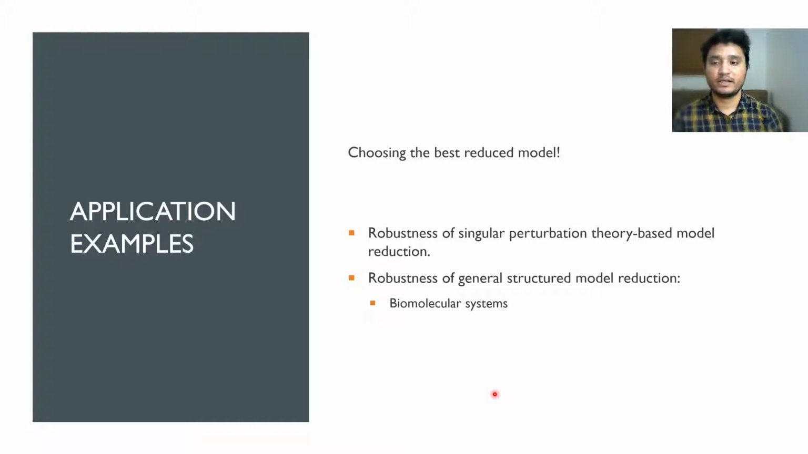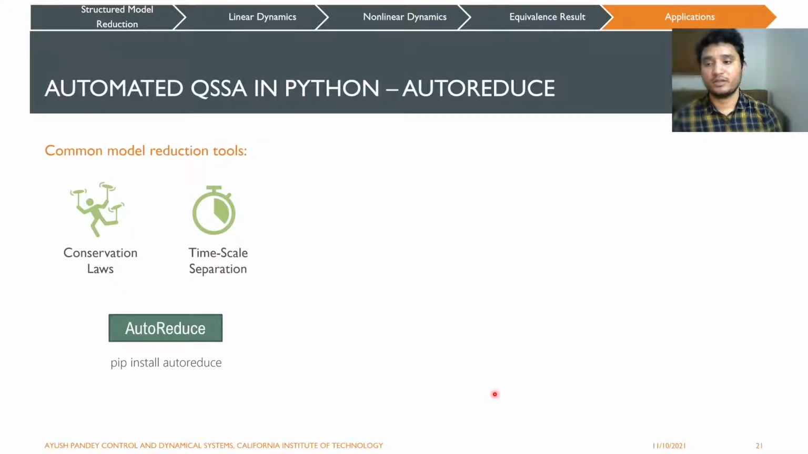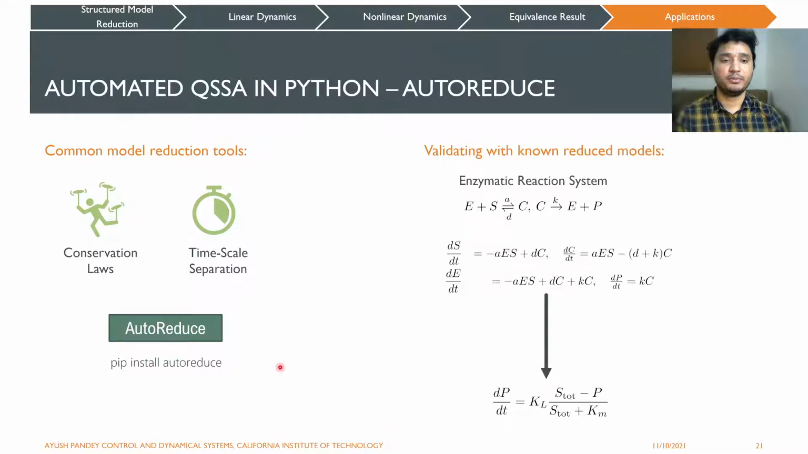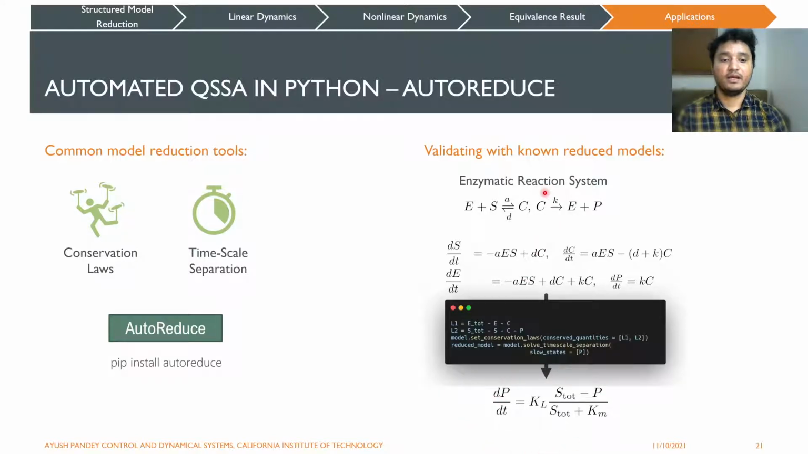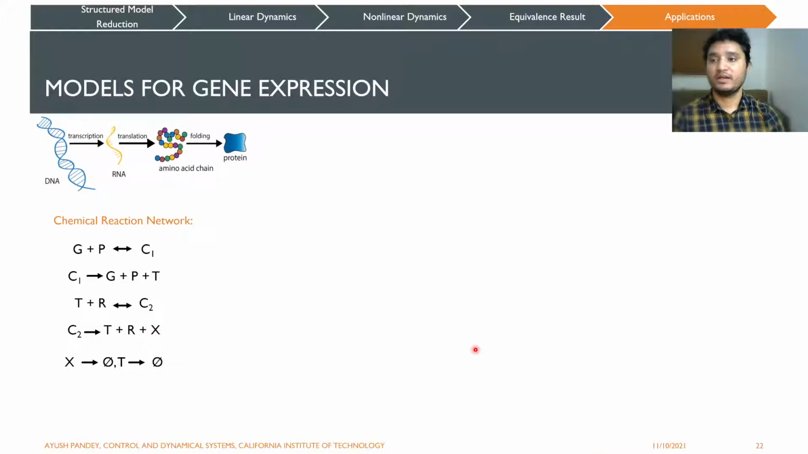We have also implemented our model reduction tools as a Python package that has common model reduction tools such as conservation laws and timescale separation. You can install this package by simply running this one line on your terminal. We have validated this Python package by known reduced models. So the enzymatic reaction system is a common example for model reduction, which is a 4-state model, and it can be used to derive a 1-state model for this system. With auto-reduce, you just write these 4 lines of code where you set conservation laws and you solve timescale separation to derive the reduced model.